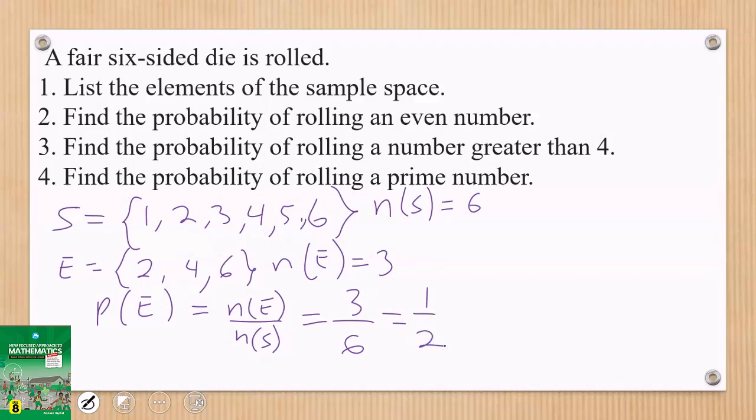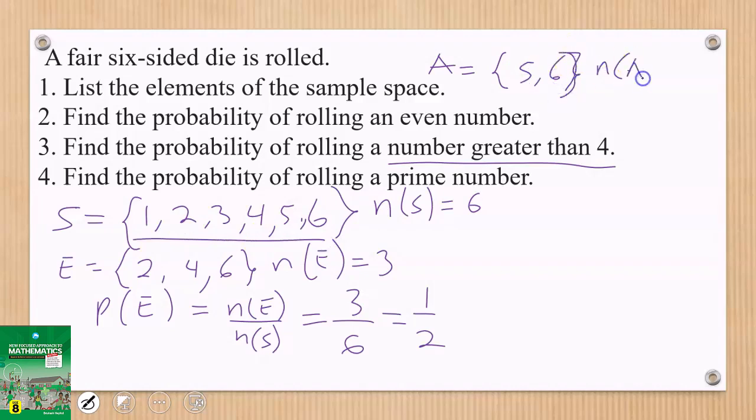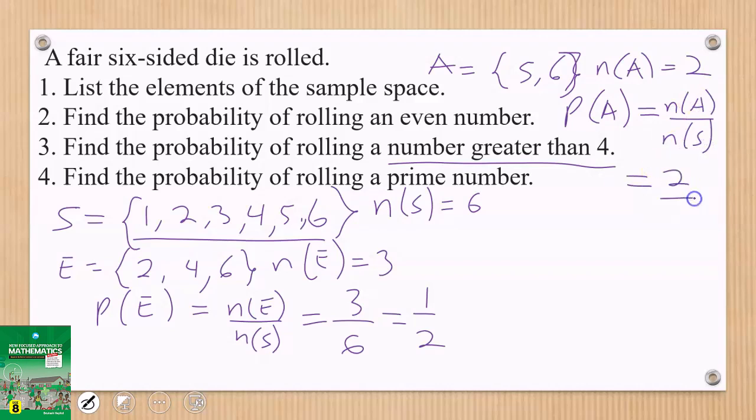Then we want to find a number greater than 4. Let me let A be a number greater than 4. Of these numbers here, which of them is greater than 4? We have 5 and 6. So the number of outcomes in the event is equal to 2. The probability of this event A will be equal to the number in the event over the number in the sample space. Of course, the number in the event is 2, the sample space is 6. This can be reduced to 1 over 3, that is 1/3, and that answers the question.